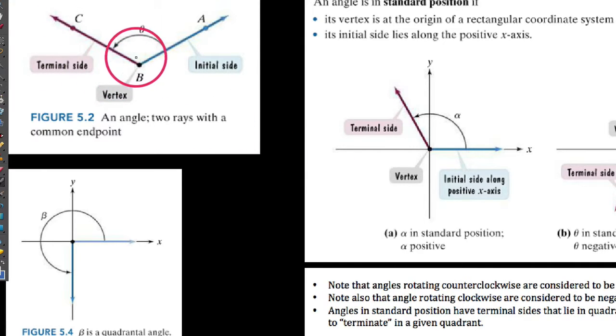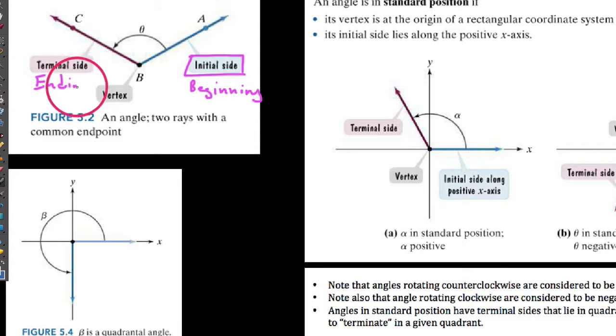You'll notice that in this top left corner over here, we have two rays that share a common endpoint. So basically, an angle is two rays with a common endpoint. Recall that a ray is just a piece of a line that starts at an initial point and goes on forever and ever in one direction. So with our angle here, the important bits are that we have an initial side, which is kind of like the beginning side, and then we have a terminal side, which is the ending side, and the vertex is where they meet.